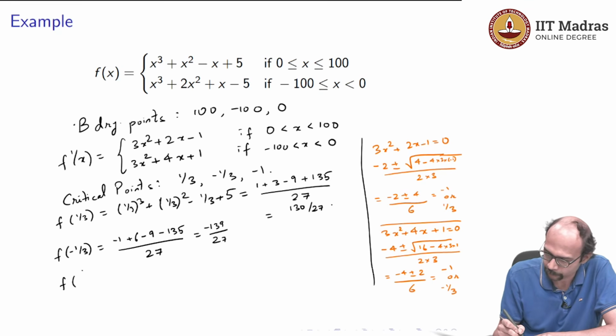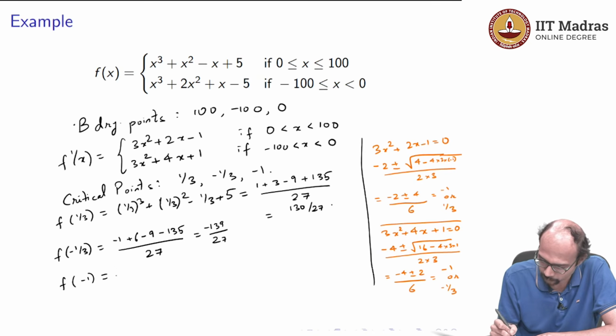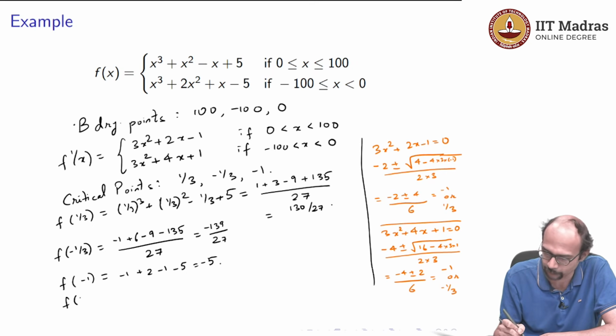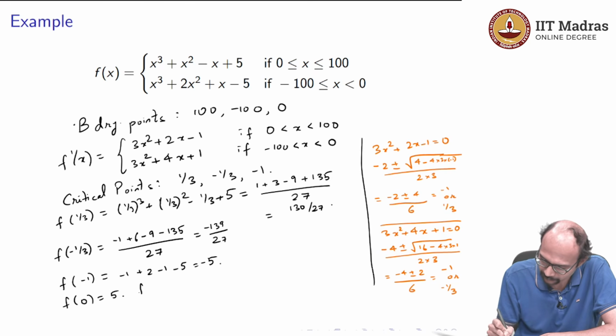and then I have f of minus 1. So, if I substitute that, we get minus 1 plus 2 minus 1 minus 5. So, that is minus 5, and then we have f of 0. So, f of 0 is 5, and then finally, we have f of 100 and f of minus 100.